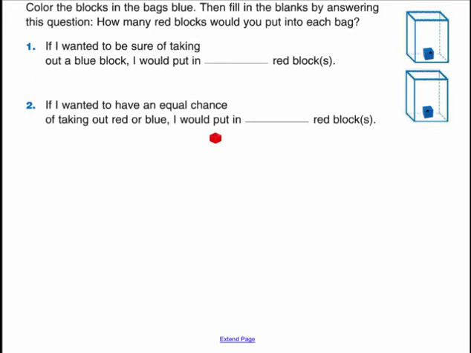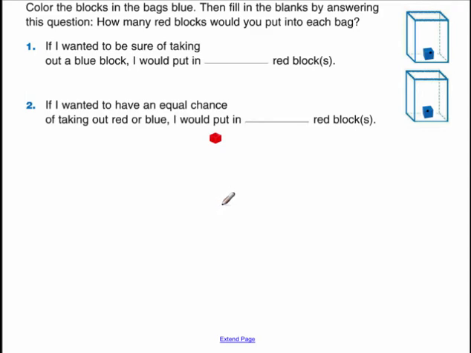So let's look specifically now at question number 1. Question number 1 says, if I wanted to be sure of taking out a blue block, I would put into the bag how many red blocks? Now think back to our vocabulary. Sure means something will absolutely happen. There can be no chance of getting red. I have to be 100% sure it will happen, then I will get a blue. So how many reds would I need to add into that bag?